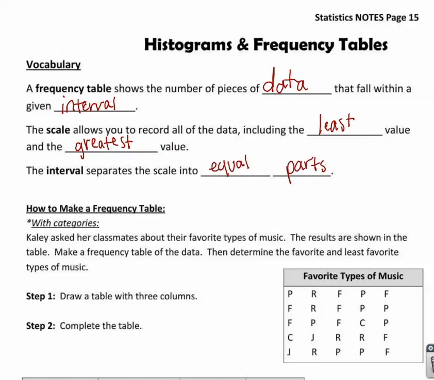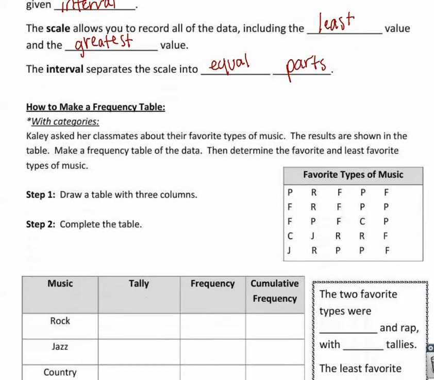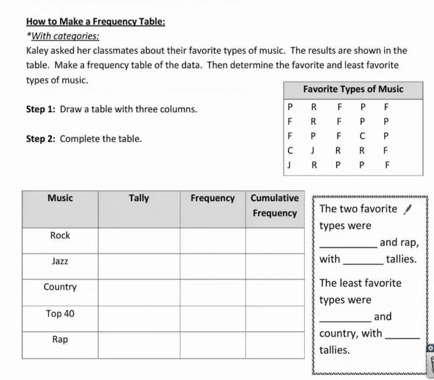So let's talk about how to make a frequency table. A frequency table with categories. For example, if Kaylee asks her classmates about their favorite type of music, the results are shown in the table. Make a frequency table of the data. Then determine the favorite and least favorite type of music.